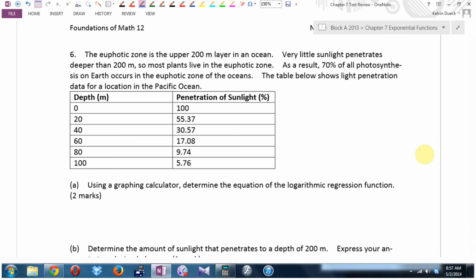This last one you need to pay important attention to, because if we do this, initially we're going to get a calculator error, and we need to interpret it, okay? So first of all, it starts off with some science nerd talk. It says the euphotic zone is the upper 200-meter layer in an ocean. Very little sunlight penetrates deeper than 200 meters. I've watched nature films. As submarines get deeper, what happens to the light in the water? It gets darker. It turns out the rate at which it gets darker is a logarithmic curve. As a result, 70% of all photosynthesis occurs in the euphotic zone.